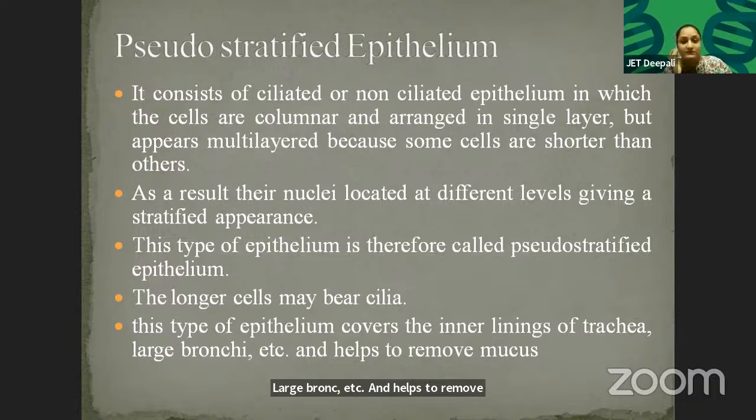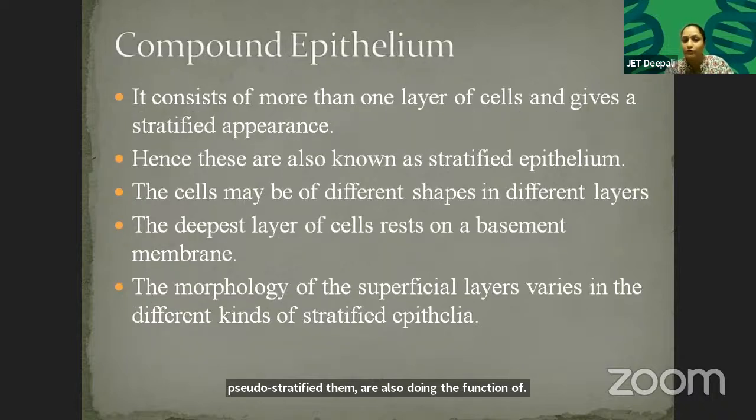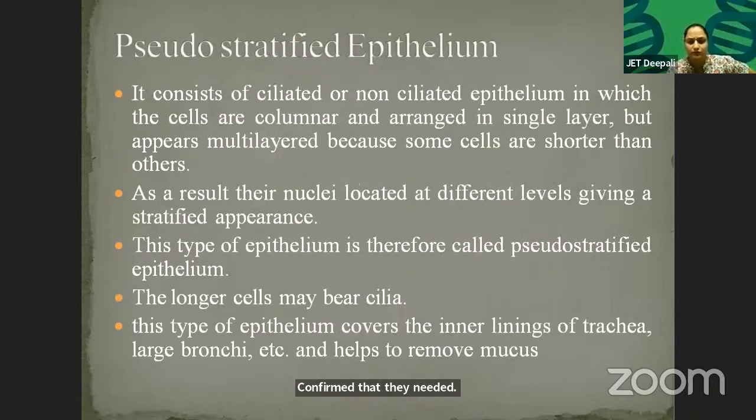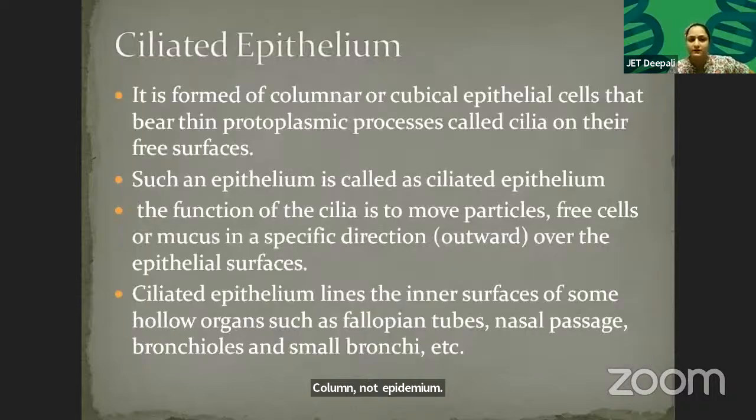Okay, what happens to mucus when you have some kind of throat infection? You have a sore throat. You must be knowing about the sore throat. This type of epithelium covers the inner linings of the trachea and large bronchi, and helps to remove mucus. It means pseudo-stratified epithelium also does the function of ciliated columnar epithelium.